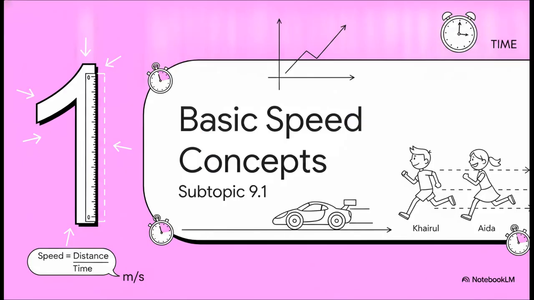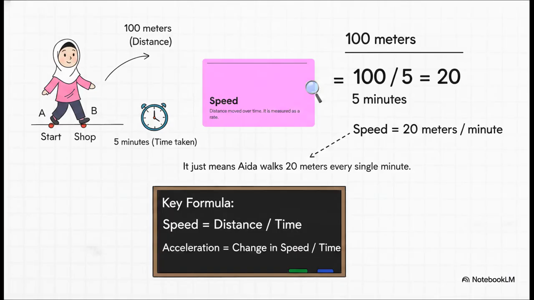All right, Section 1. Let's start with the big question. What exactly is speed? At its core, speed is simply a rate, and to find it, we just divide the distance moved by the time taken. Think about it like this. If Ida is walking to a shop and she covers 100 meters in 5 minutes, we just divide 100 by 5. Boom! That gives her a speed of 20 meters per minute. It literally just means Ida is walking exactly 20 meters every single minute.